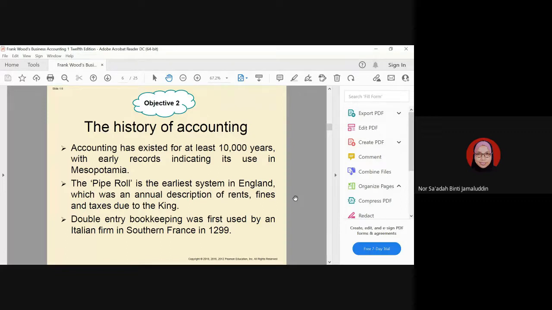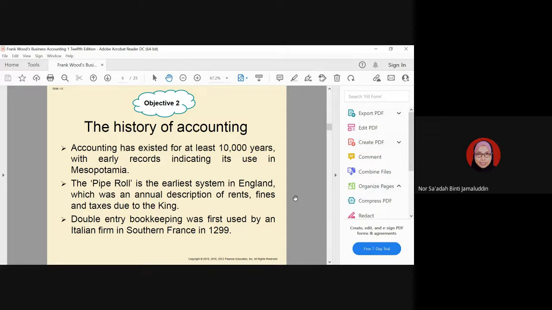The pipe rolls are the earliest system in England, and the first system that focused on accounting is the pipe roll system implemented in England. It was used for annual descriptions of rents, fines and taxes due to the king. It is related to the king. Apart from that, double entry bookkeeping was first used by an Italian firm in southern France in 1299. This is the history of accounting.